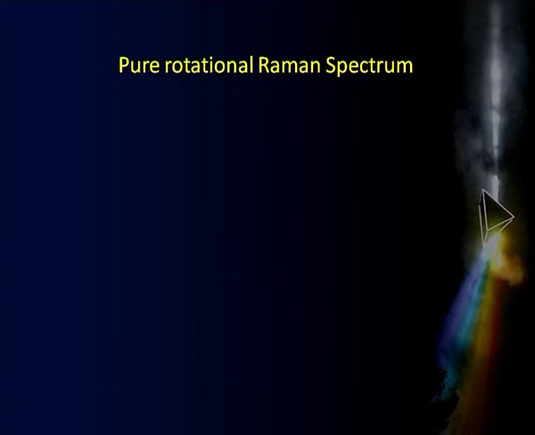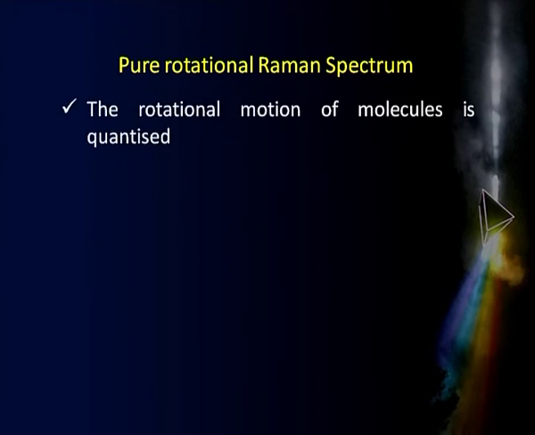Now let us start talking about the pure rotational Raman spectrum. We will recall from our earlier understanding, when we talked in detail about the rotational spectrum, that the rotational motion of molecules is quantized. We talked about rotational motion in terms of a rigid rotor followed by a non-rigid rotor, and we know the kind of energy levels we get there.